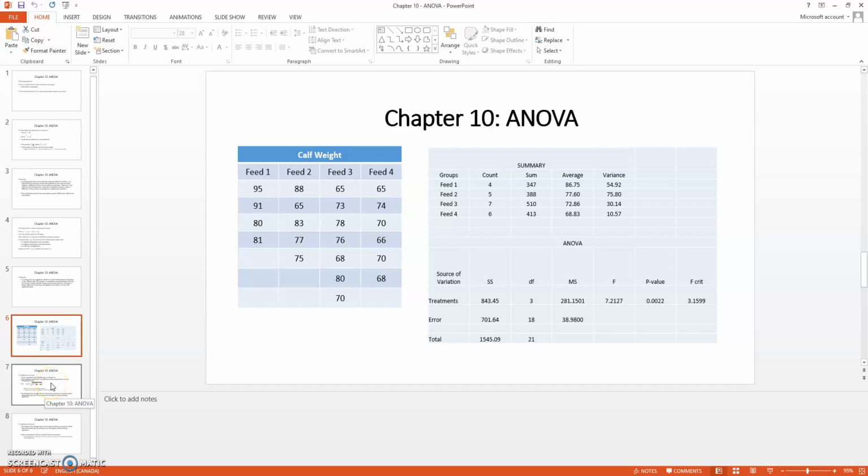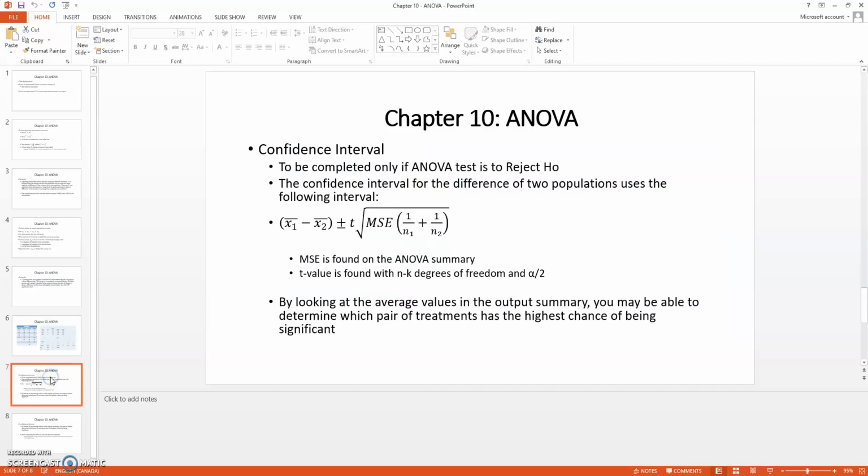So once we have that decision, we can carry out various tests to determine which of the treatments, or in this case feed systems, are better than the others. This process involves calculating and determining confidence intervals. Once again, this is only done when the ANOVA test is to reject the null hypothesis. A confidence interval determines the difference of 2 populations using the following formula.